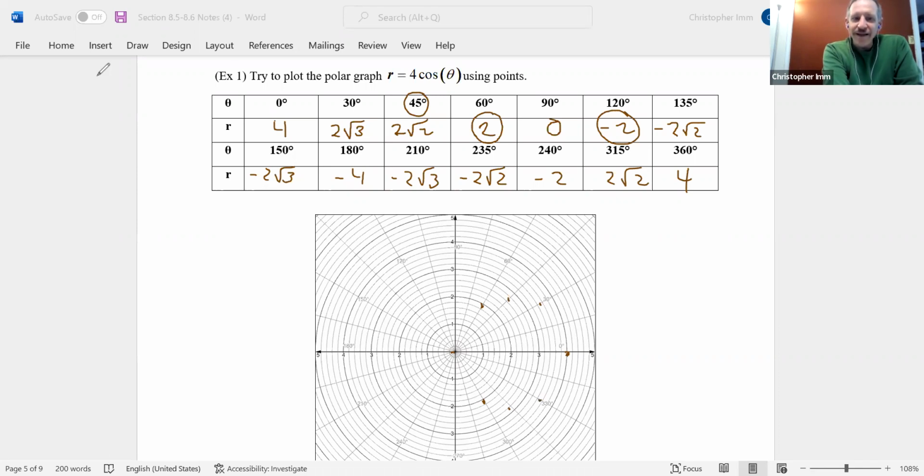3.5 again. And then I hit 180 and I'm at -4. So I spin around to 180, but I flip back for 4, and I'm right where I started. So it looks like when our domain, in terms of theta, is between 0 and 180 degrees, it looks like we're going to get a circle.